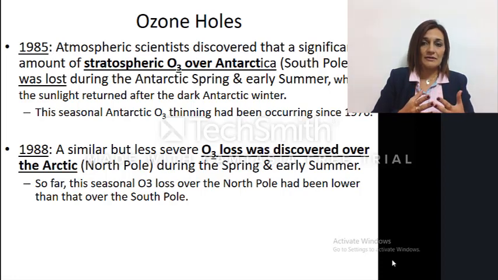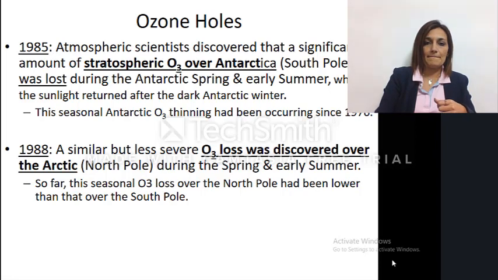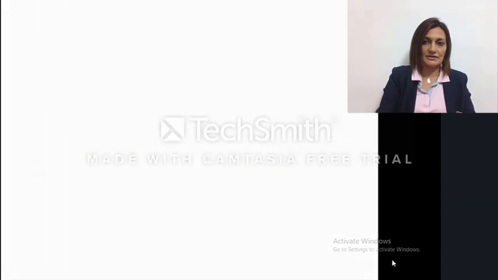Now, is it only above the Antarctica? Not really. It was also discovered above the Arctic, the North Pole. So far, the seasonal O3 loss is lower above the North Pole than above the South Pole. So where is the hole larger? Above the Antarctica.